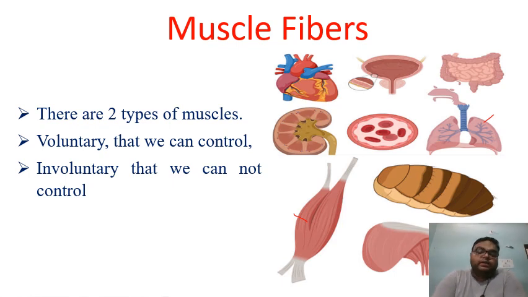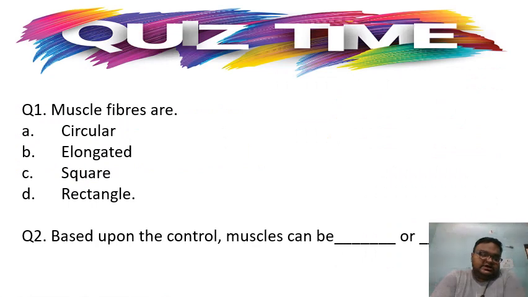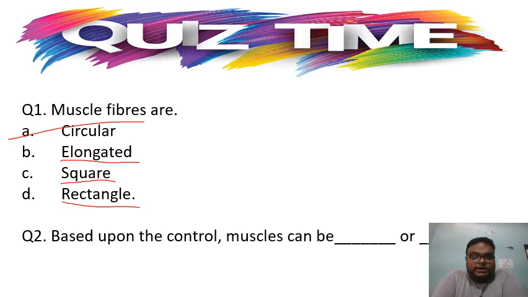Okay, students. So now let's go to the evaluation part. There is a quiz for you. Just tell me, muscle fibers are of which shape? Is it circular? Is it elongated? Is it square? Or is it rectangle? I'm giving you not more than 10 seconds. Okay, your time is about to end.